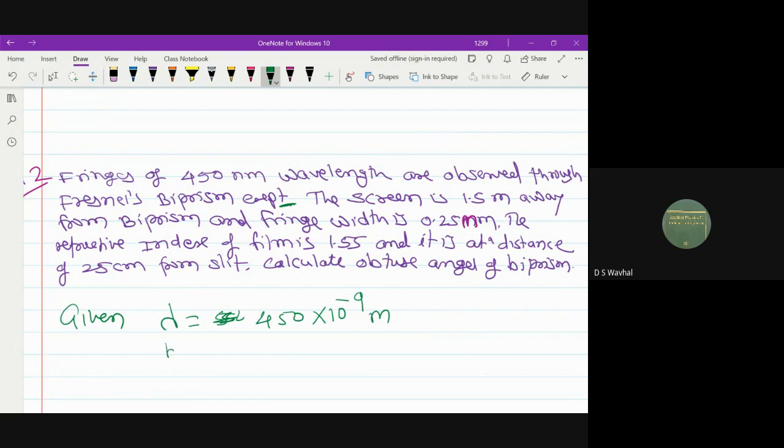The screen is 1.5 meter away from the biprism. So in this case, b is given. The distance between the biprism and screen is 1.5 meter, and fringe width is 0.25 mm. So beta is given, 0.25 mm. Okay.